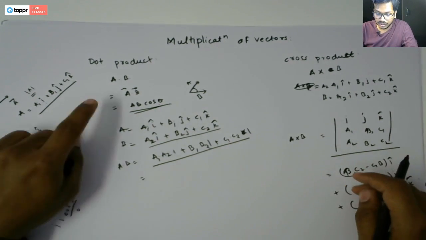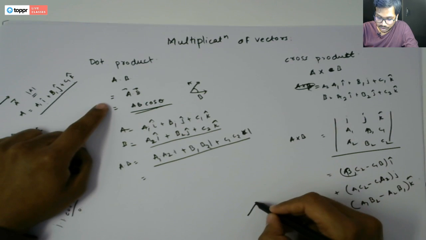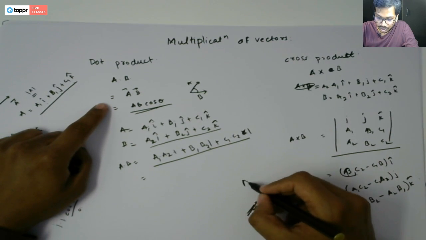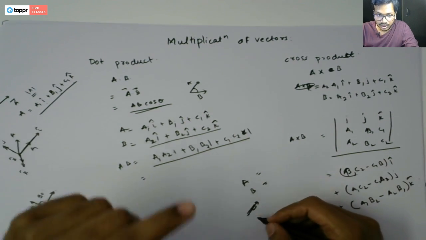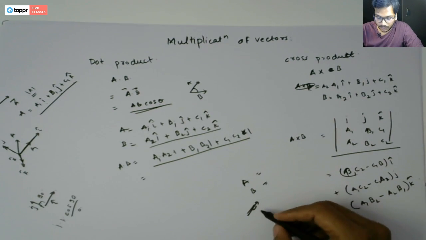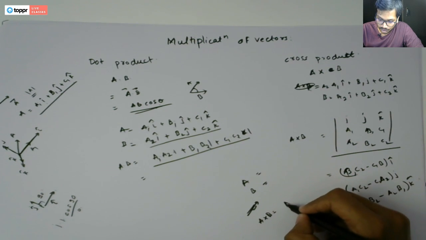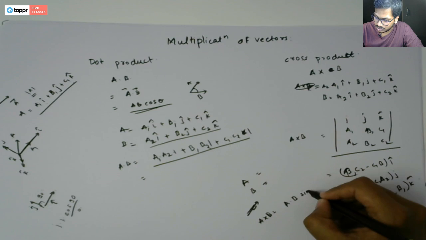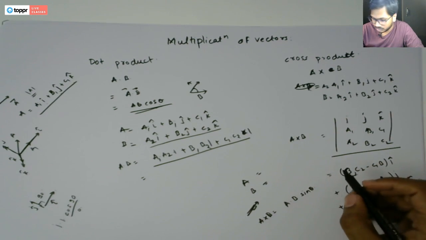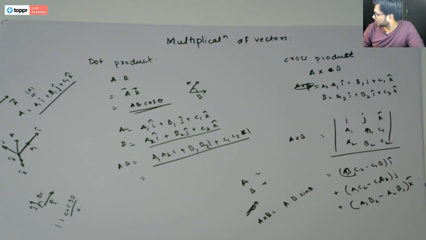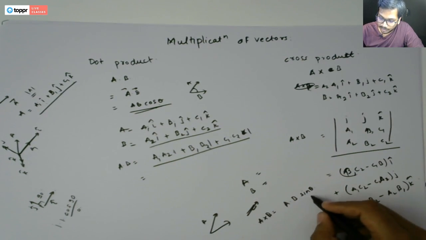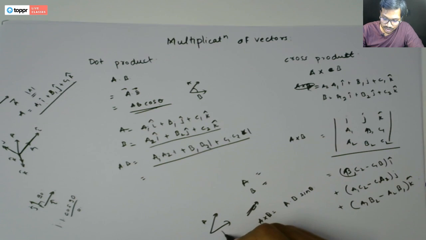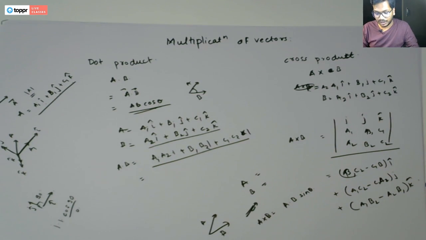In this form, when we do the cross product, let's say we have been given A as magnitude and direction and B as magnitude and direction. In that case, A cross B would be A B sine theta, and this would give us the magnitude of A cross B, and the direction of A cross B we would find by the right hand thumb rule.